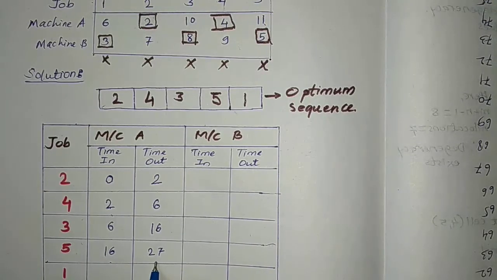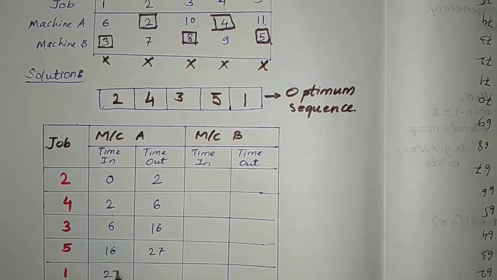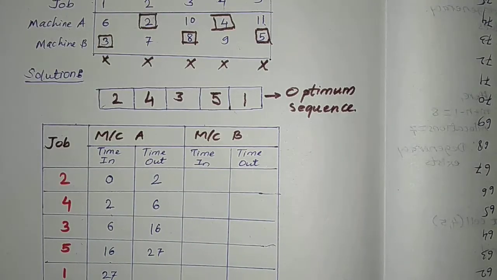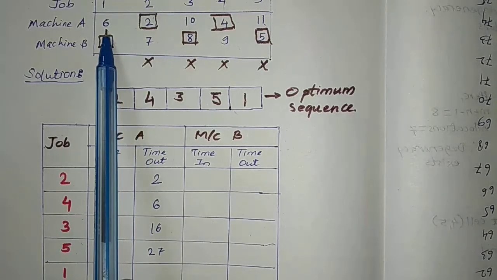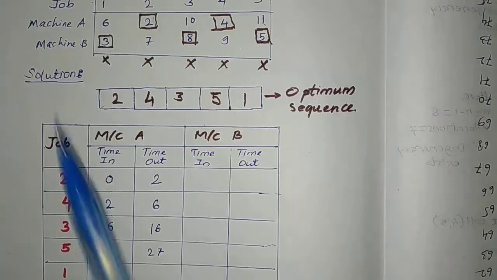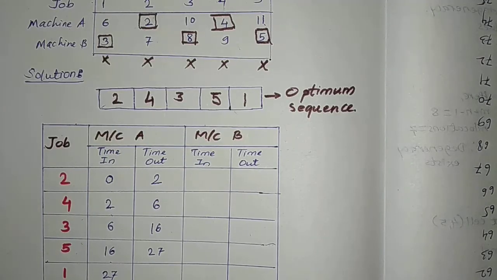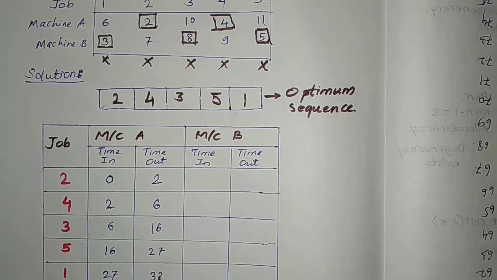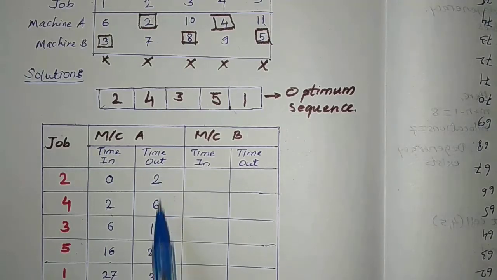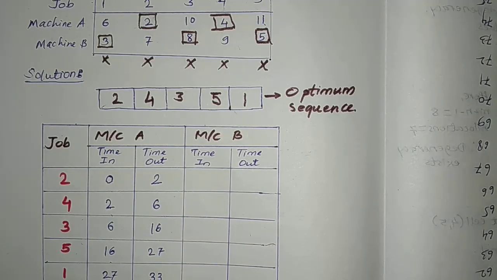27 is the in time for job number 1 on machine A. So now how much time will it get to process? It takes 6 hours to get processed. So therefore 27 plus 6, so 33 hours is the out time for job number 1 on machine A.